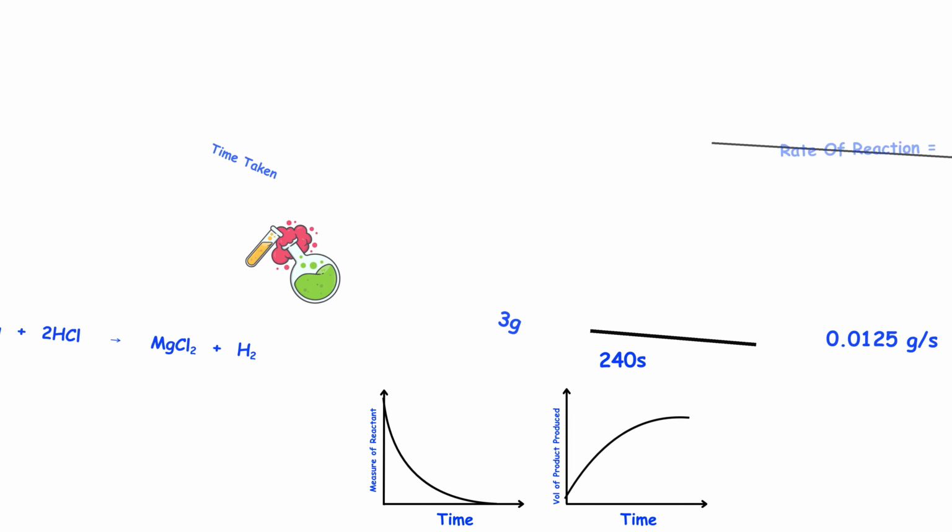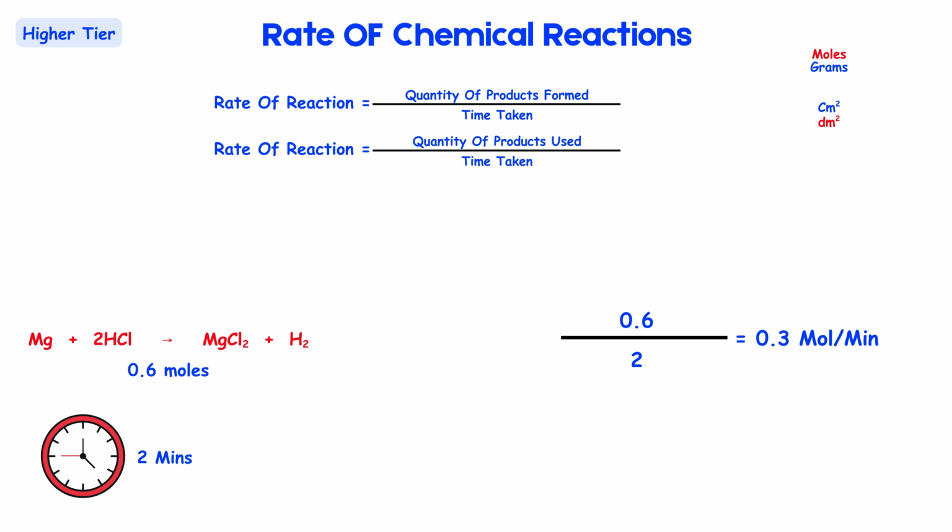In addition to grams and cubic centimeters per second, other units can also be used, such as moles or decimeters cubed per second, or even per minute depending on the context. For instance, if we are told that 0.6 moles of magnesium are used up in 2 minutes, we would calculate the rate in moles per minute by dividing 0.6 by 2, giving us 0.3 moles per minute. This is exactly the same calculation as before, we just need to be careful with the units requested in the question. That concludes this explanation of how to calculate and understand the average rate of a chemical reaction.